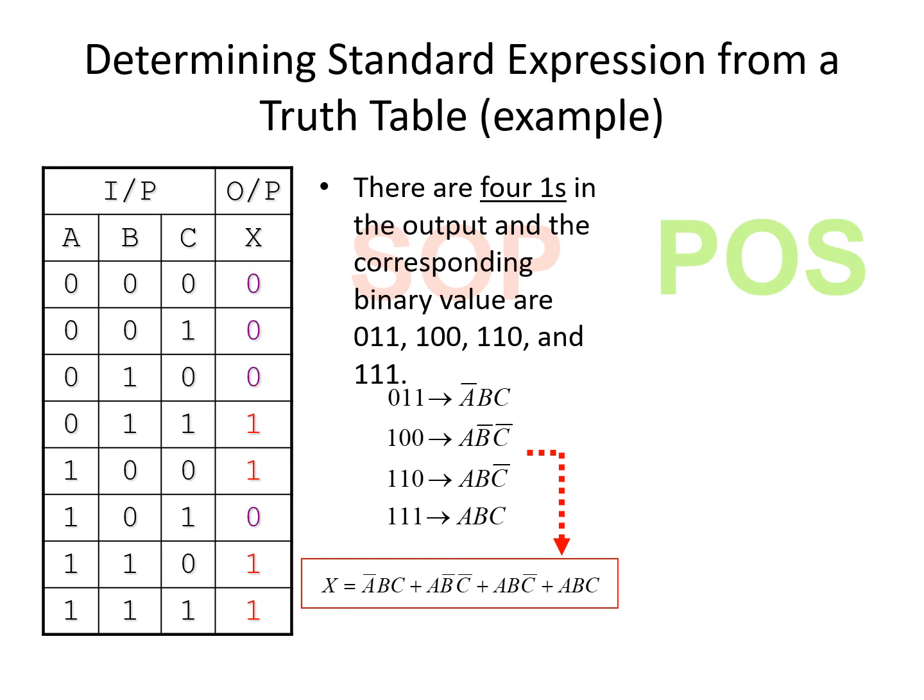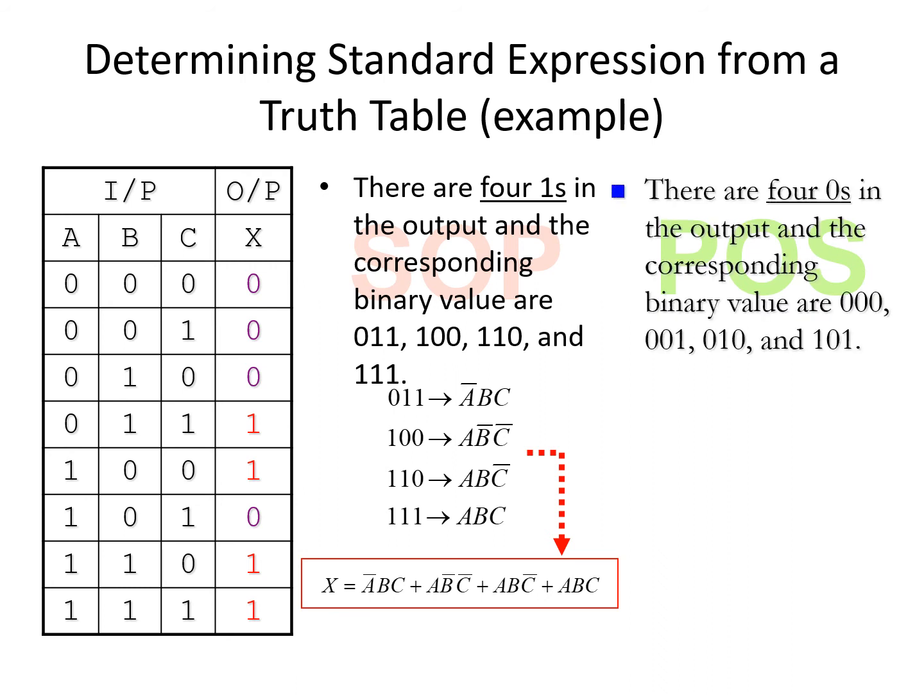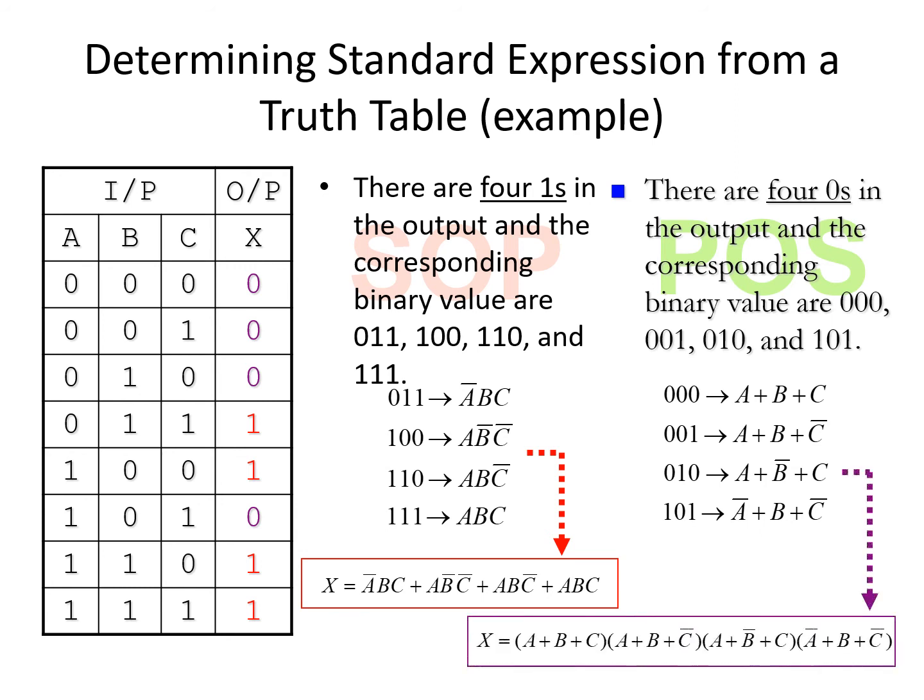Similarly, when you go with the product of sums, you look at the zeros. Wherever zeros occur in the output, write the corresponding binary value and write the expression, starting with A plus B plus C. As you could see, 0 0 0 results in a 0. Similarly, 0 0 1 results in a 0, so it is A plus B plus C bar. 0 1 0 results in a 0, so it is A plus B bar plus C. 1 0 1 results in a 0, so it is A bar plus B plus C bar. So the final POS expression is A plus B plus C into A plus B plus C bar into A plus B bar plus C into A bar plus B plus C bar.